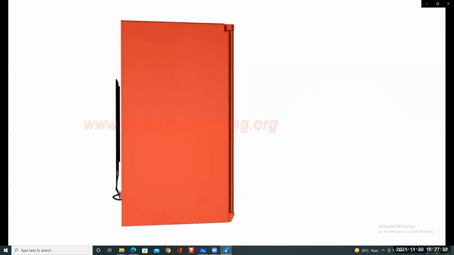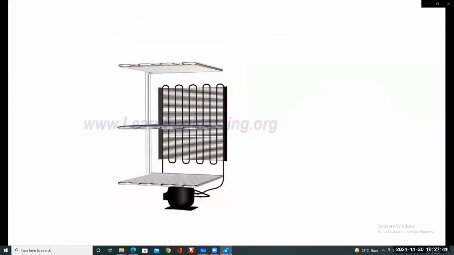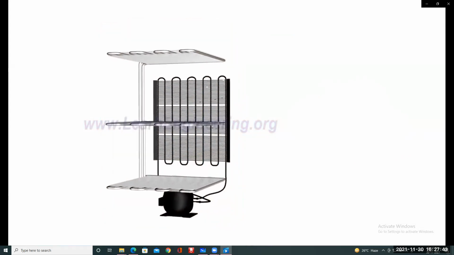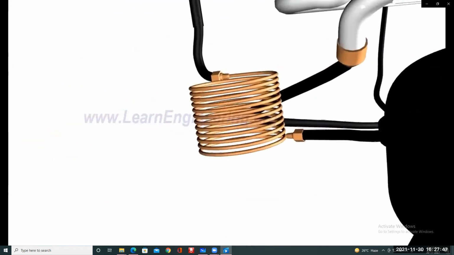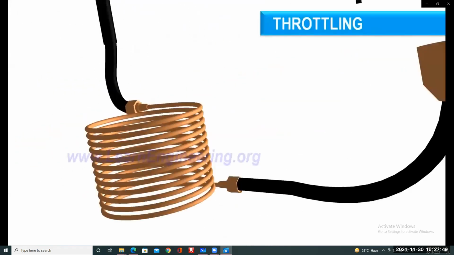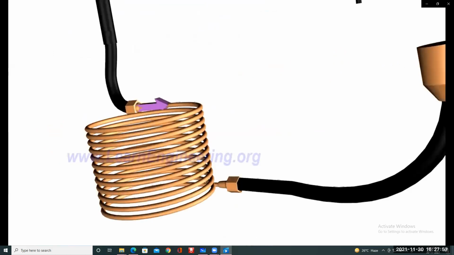This is what is inside a refrigerator. At the heart of the system is a simple device called throttling device. Cold liquid is produced with help of this phenomenon. In this case, throttling device is a capillary tube. For effective throttling, at inlet, refrigerant should be high-pressure liquid.